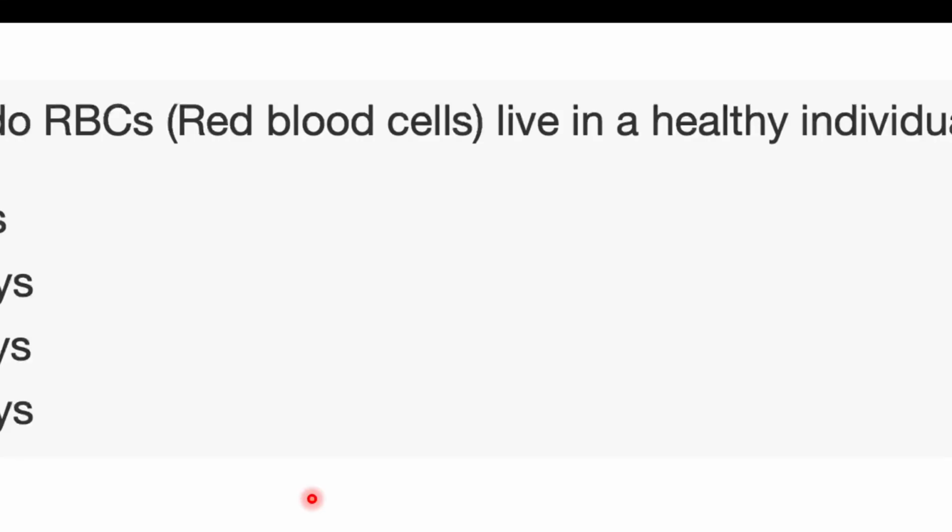Okay, I think that's enough time for this question. How long do RBCs, red blood cells, live in a healthy individual? The correct answer to this question is option B, 120 days. RBC's lifespan is 120 days in a healthy individual.